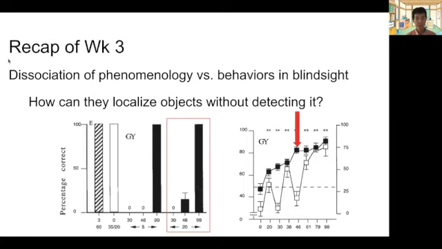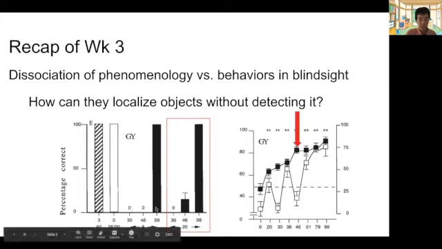And this is a key figure from last week. GY is a patient who is termed a relative blindsight person. Relative because his blindsight behavior happens only at a certain range of stimulus strengths or luminance contrast. We also talk about absolute blindsight this week again, but in his case, it's relative blindsight.